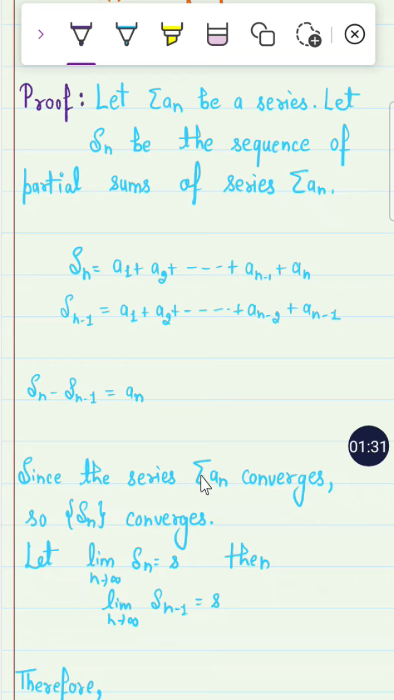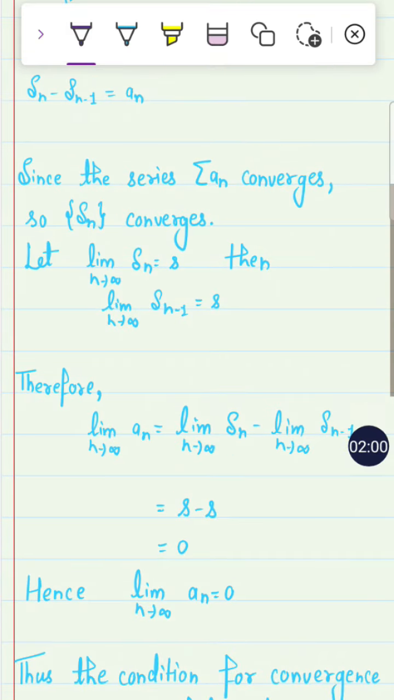Since the series sigma an converges, Sn also converges. As we know that sigma an converges, this implies that Sn is also convergent, because if sigma an is convergent, then the sequence of partial sums is also convergent. Now let us say the sequence of partial sums converges to S. Then the term one less than this, Sn minus 1, also converges to S.